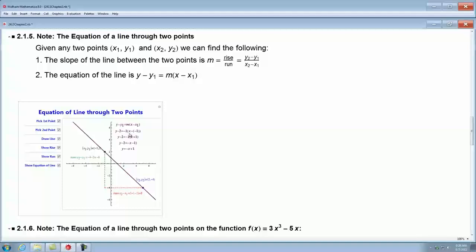And then I have x minus x1, but x1 in this problem is negative 1. So I'm subtracting a negative, it becomes plus. Now I distribute my negative through, so I get negative x minus 1. That's a typo. I have parentheses there, it doesn't belong there. Then add 2 to both sides, and you get this equation, y equals negative x plus 1.